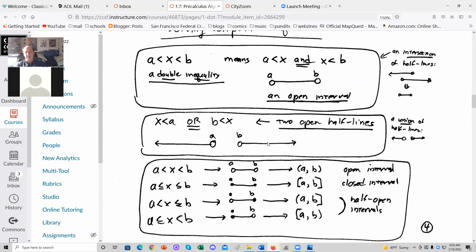Now, they also include what I call a punctured line: x less than a or b less than x. Everything to the left of a or to the right of b. It's the union of two open half lines.